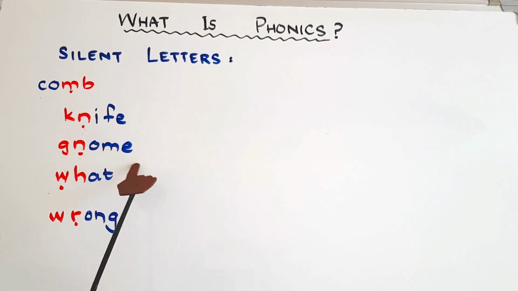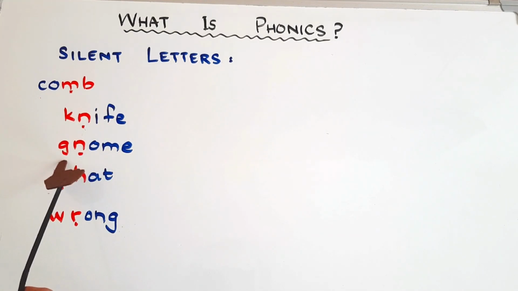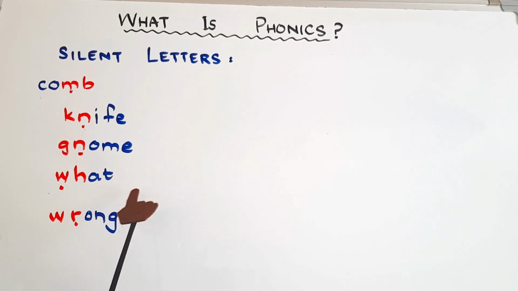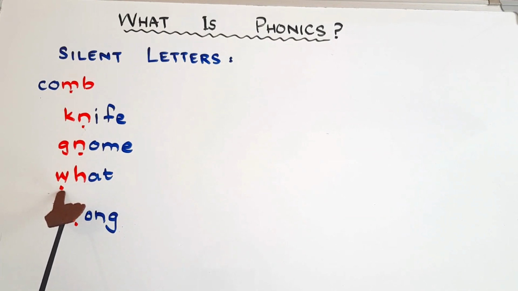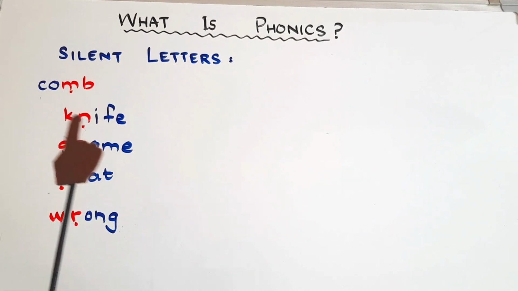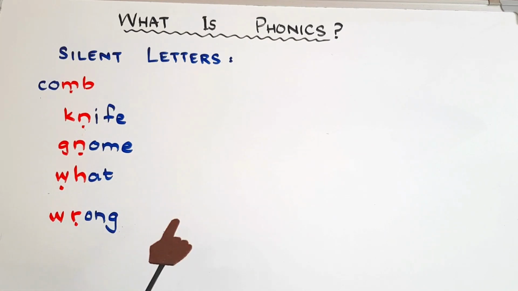The word gnome, we write it with gn, but g is silent. What, where, which, in all these words, we write them with wh, but h is silent. The word wrong or right are written with wr, but w is silent. So this is another thing that you should teach your children at the right time.